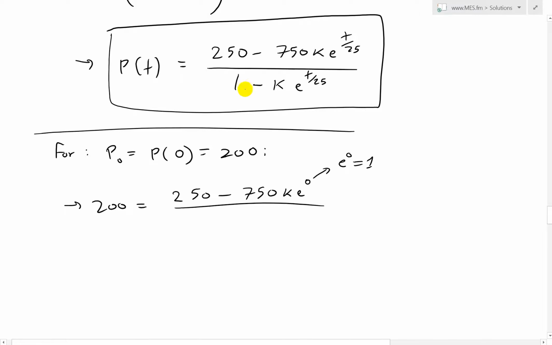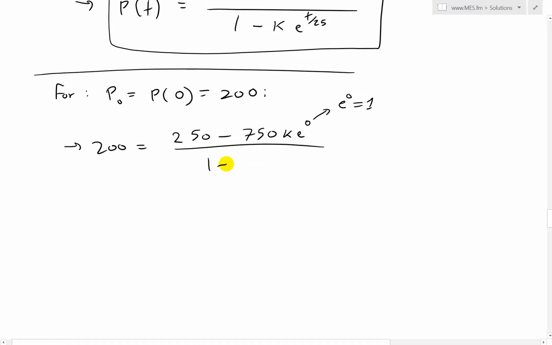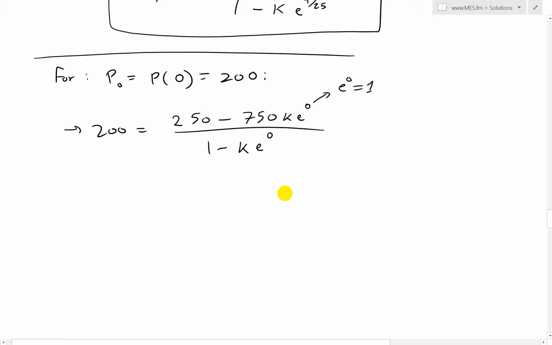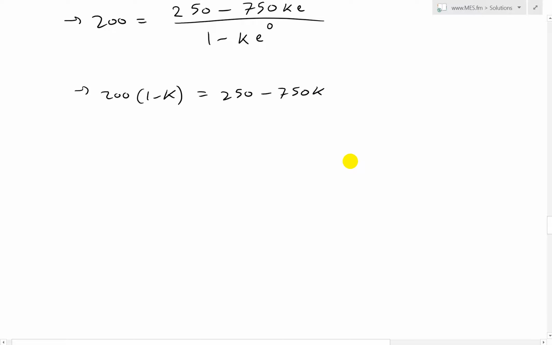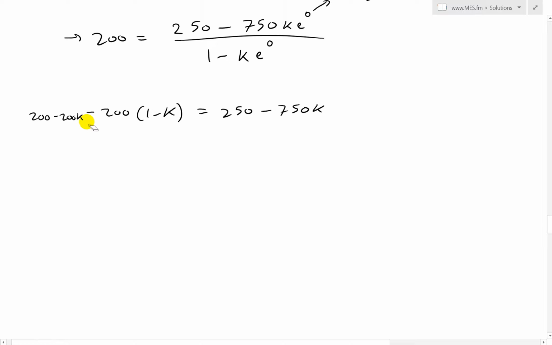So anyways, the bottom now is 1 minus k e to the 0, so that just goes to 1. So what we get is 1 over k, we can move this over to the other side, so we get 200 times 1 minus k equals 250 minus 750k. And then this part right here, put on the left side, 200 minus 200k, like that.